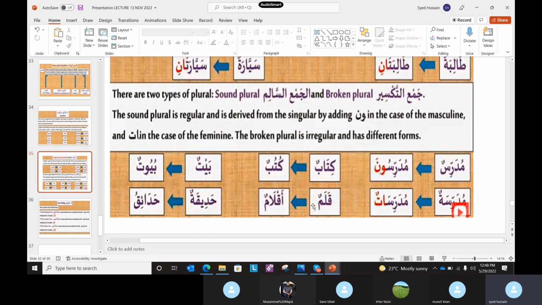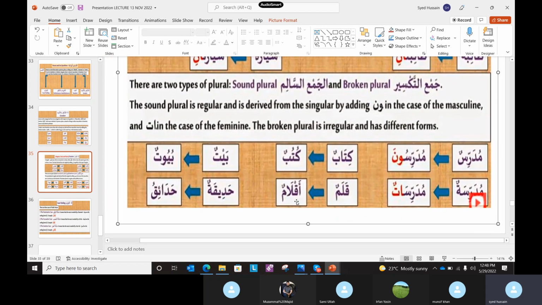So these three on the bottom are called Jama al-Taksir, broken plural. These three are called Jama al-Salim. Why Salim? Because the basic structure is still there. Kaf, ta, ba is still there. Ba, ya, ta is still there. Right? But here if you look at this, mudarrisatun, it's completely changed. Kalamun, aklamun. See, kalamun. Now here we make a change. It's called aklam. And this is called mukassar, meaning broken. We have broken it. Hadiqatun, hadaiqu.